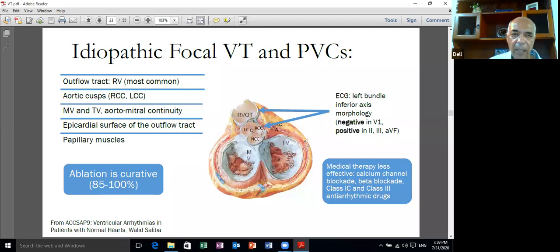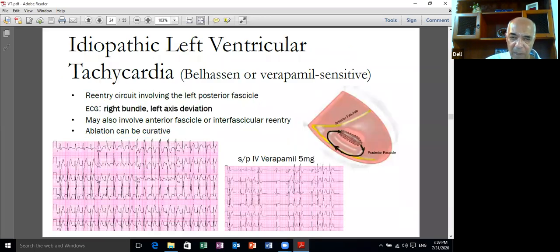Remember that idiopathic focal outflow tract tachycardia is a benign condition, not associated with mortality, responsive to beta blockers, calcium antagonists, class 1C and class 3 antiarrhythmic drugs, and ablation is curative in 85 to 100% of these patients. So you need to identify it.